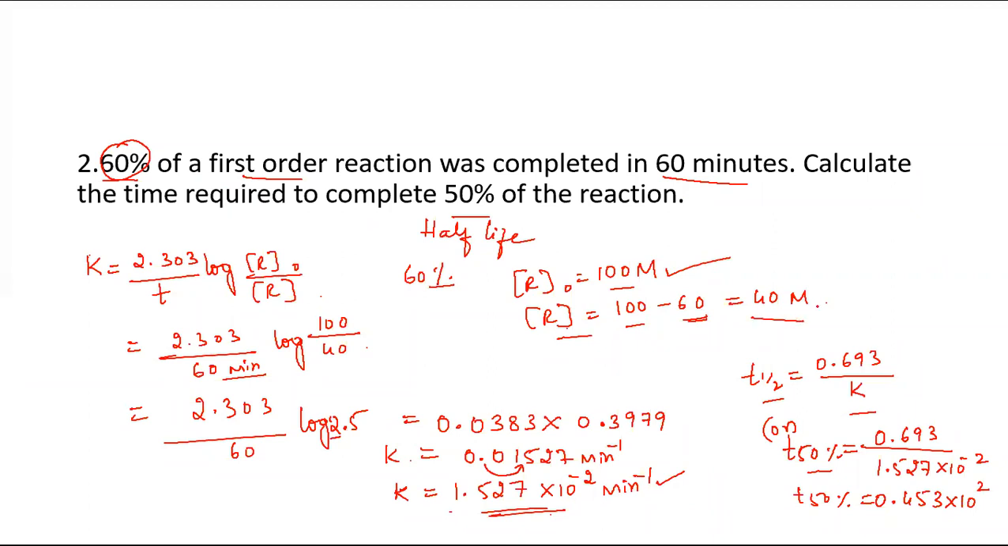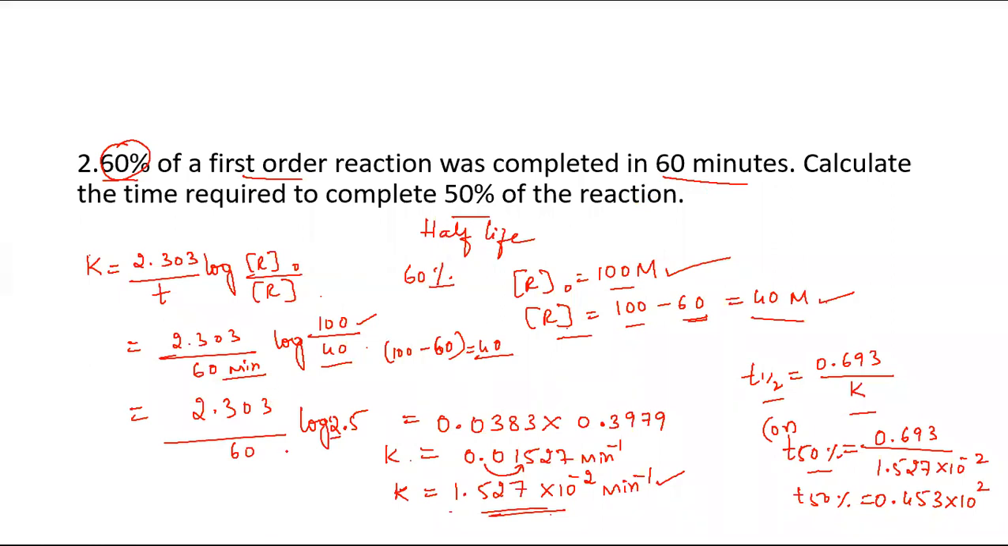40. Okay, 40 moles per liter is remaining. So when 60% is given, initially we have to take 100, and finally 40. How did we get that 40? 100 minus 60 is equal to 40. So that 40 should be final. Okay, and 60 minutes time has been given.